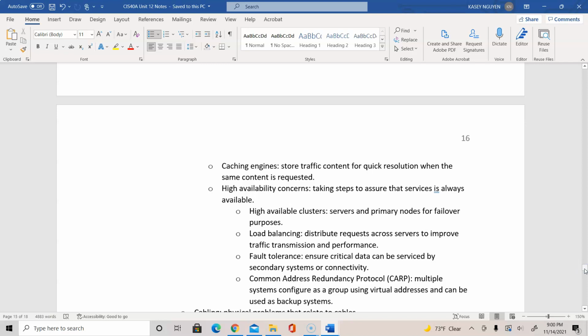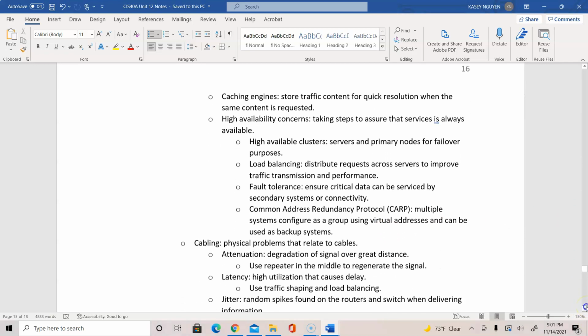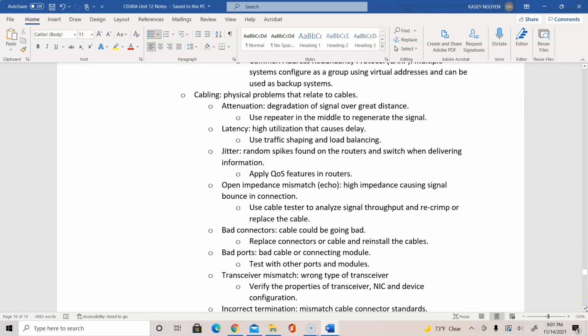So in high availability, we can use high availability clusters, which are servers and primary nodes that are used for failover purposes. We can implement load balancing, distributing across different servers to improve traffic transmission, and also fault tolerance to reduce failure in the case where you have a single system that's failing, and also reduce the risk by using Common Address Redundancy Protocol, CARP, where multiple systems can be configured as a group in a virtualized environment as a backup.